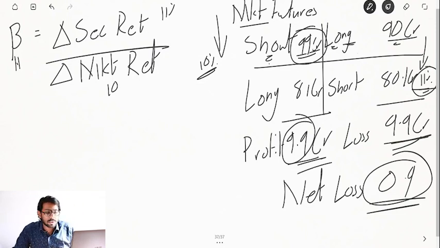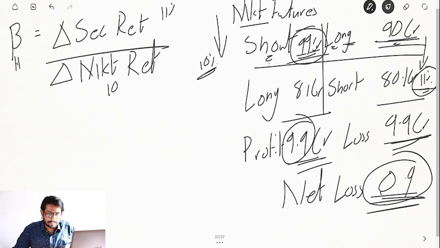You are long on 90 crores. You are long on a diversified portfolio of 90 crores that you have to hedge. To hedge that, you have to go short on what? On Nifty. For what amount? I first said, okay, let me go for 90 crores. When I'm short on 90 crores, my hedging is not perfect. There is a net loss of 0.9.